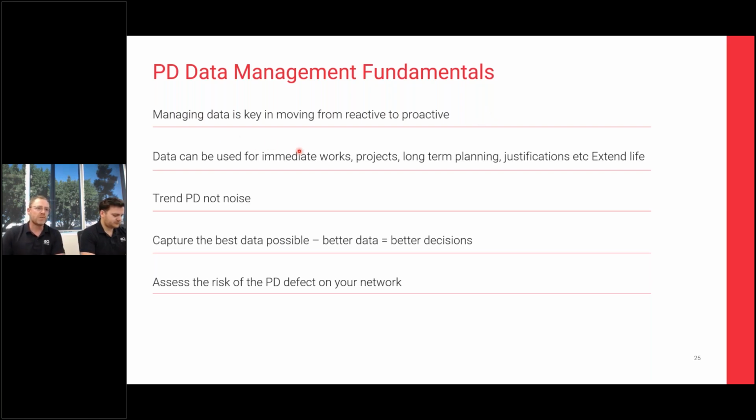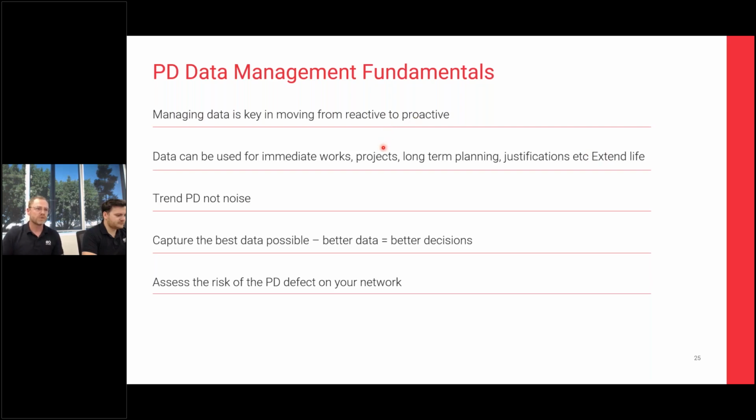That data can be used for immediate works because you will find problems straight away that you need to do things about. But once you've replaced that, test it again, see if you fix the problem. So that is managing that asset well. It can be used to justify projects. So there may be a switchboard out there that you thought had a lot of problems and you can't find any problems. So what we can do there is extend the life of that asset.